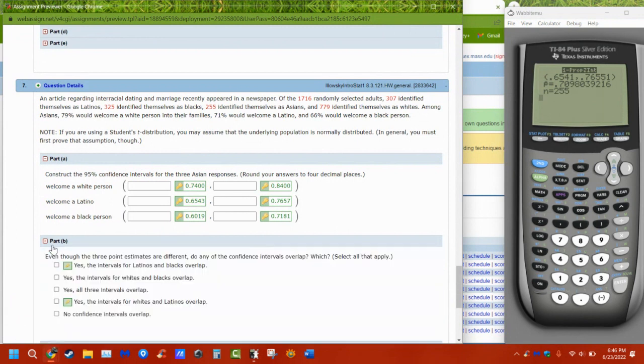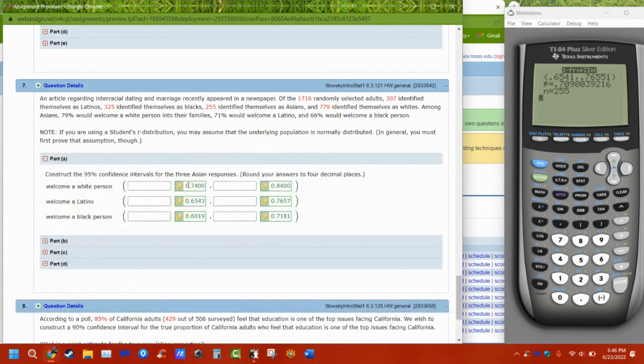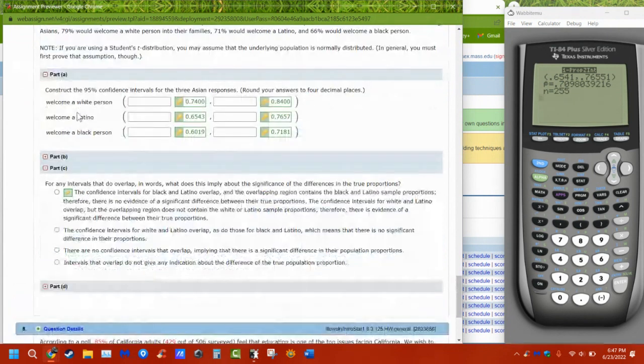And then they ask you, are there overlaps? And you can see that, yes, the lowest number here is 0.74. The lowest number here is 0.765. So there's overlap here. The lowest number here is 0.65. The highest number here is 0.71, which is bigger than this, but smaller than this. So it only overlaps here. And then what does it mean? Well, it means that Latinos might be below blacks or above whites. The population proportion might switch around. It could become Latino, white, black, or white, black, Latino, depending, because there was overlap in these.